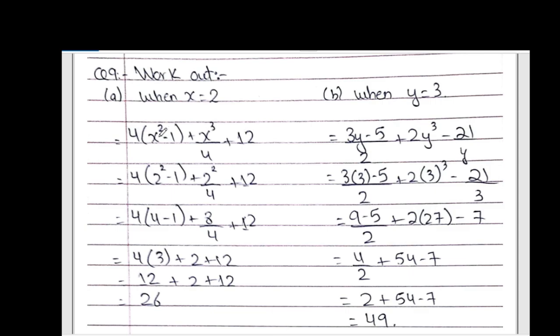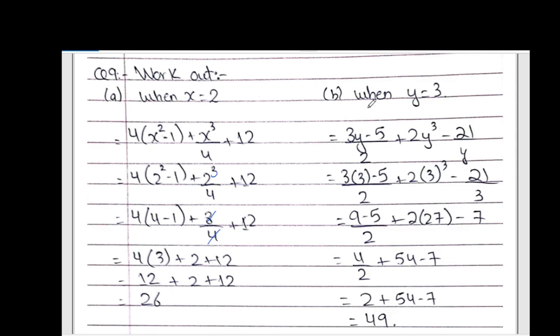By putting x is equal to 2: 4 into 2 squared minus 1, plus 2 cubed, which will be 8, divided by 4, plus 12. 4 minus 1 is 3, plus 8 divided by 4 will be 2, then plus 12 as it is. 4 into 3 is 12, 12 plus 2 and then plus 12 will be 26. So the answer of expression A is 26.